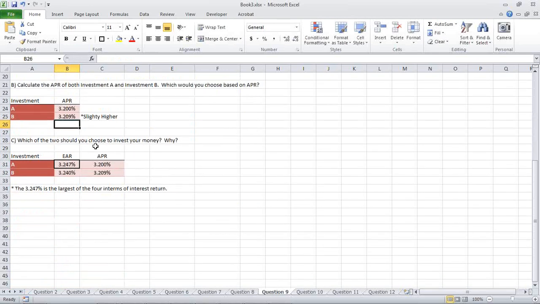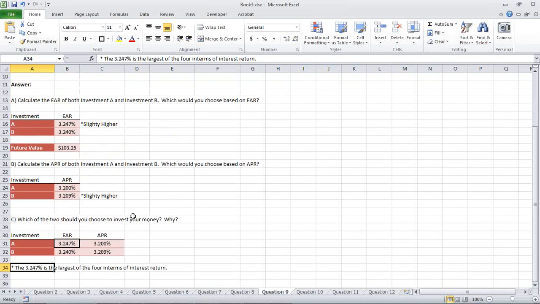Again, we see here for the APR, it's equal to 3.209, which is slightly higher than 3.200 APR for investment A. Which of the two should you choose to invest your money in, and why? Obviously, you'd be taking the 3.247, which is the highest percentage out of any of them, out of the EAR. So I would be selecting that one simply based on the fact that it's the largest, again, out of all 4 of those.